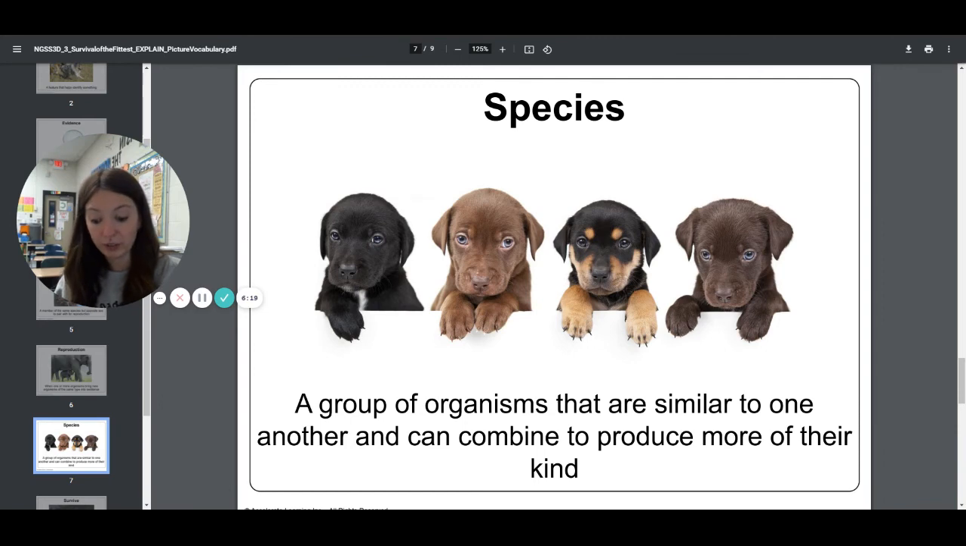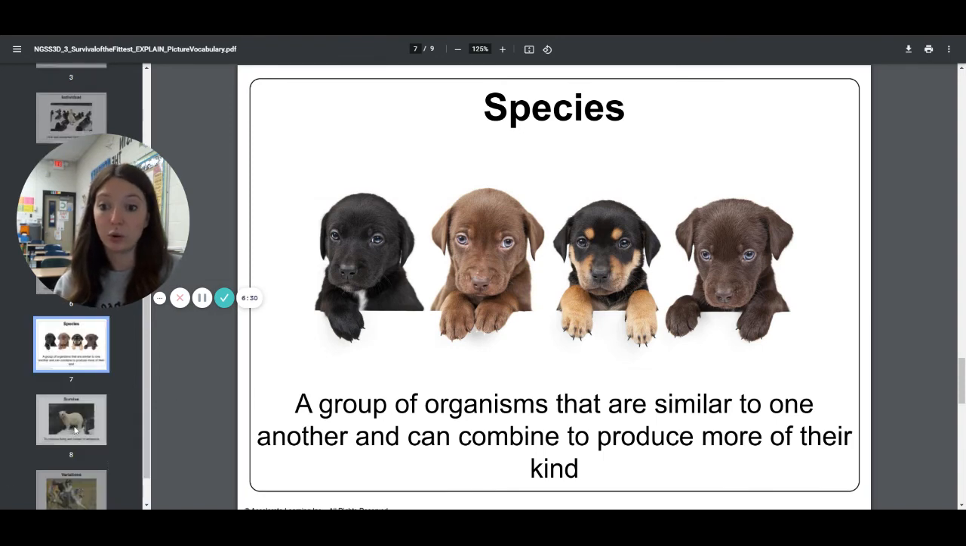When we're talking about survival of the fittest, if animals reproduce and are strong and fast, then they're going to help their species survive, right? Because they're making more babies if they're reproducing. So species is your word.